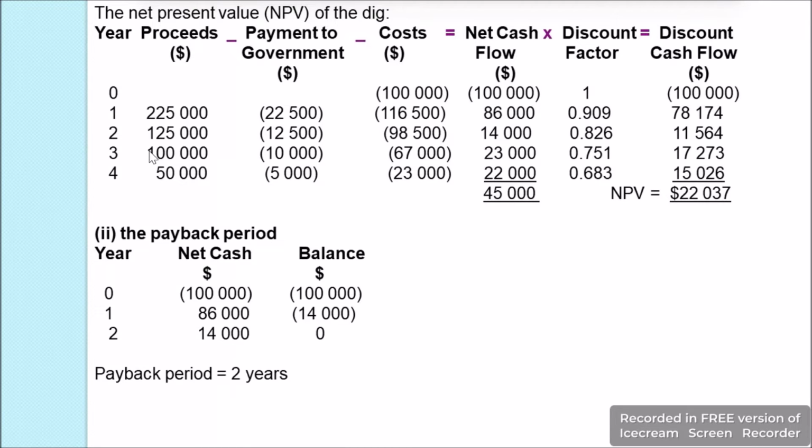In the same way, in year 2, we have the proceeds of $125,000. From there, we subtract $12,500 and $98,500. We'll get the net cash flow as $14,000. We will multiply this with the discounting factor, which was given as 0.826. We'll get the value as $11,564.